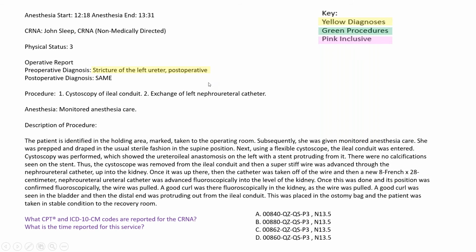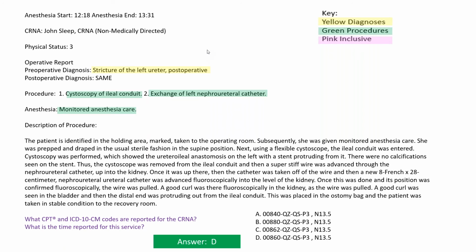And the keywords: the preoperative diagnosis and the postoperative diagnosis are the same for this one. It is going to be the stricture of left ureter. The procedure performed is a cystoscopy of ileal conduit and an exchange of left nephroureteral catheter. Monitored anesthesia care was given. And the correct answer for this one is going to be option B.